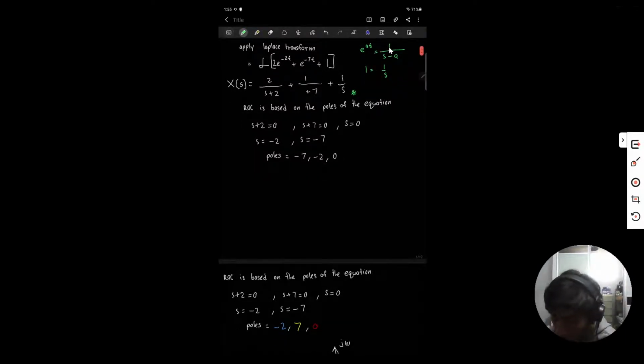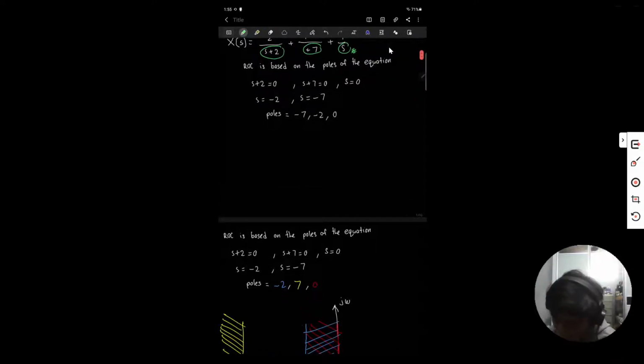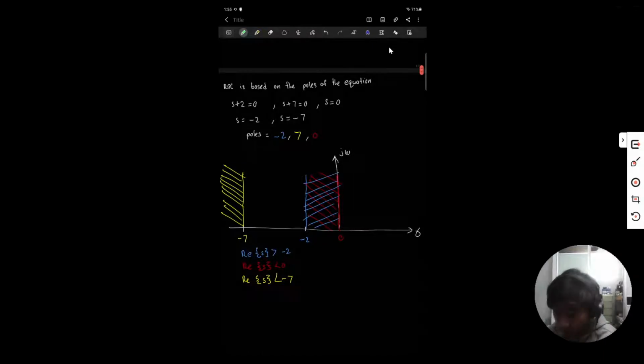Afterwards we have to find the poles from the equation to get the ROC. The poles are based on each denominator of the fractions. So what we get is S equal to -2, S equal to -7, and S equal to 0. Afterwards we get the graph. Blue color is for -2, yellow is for -7, and 0 is for red.